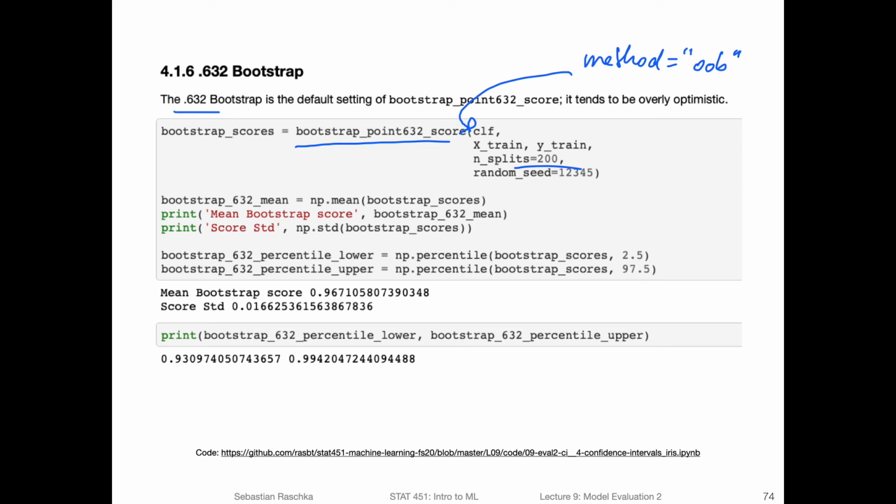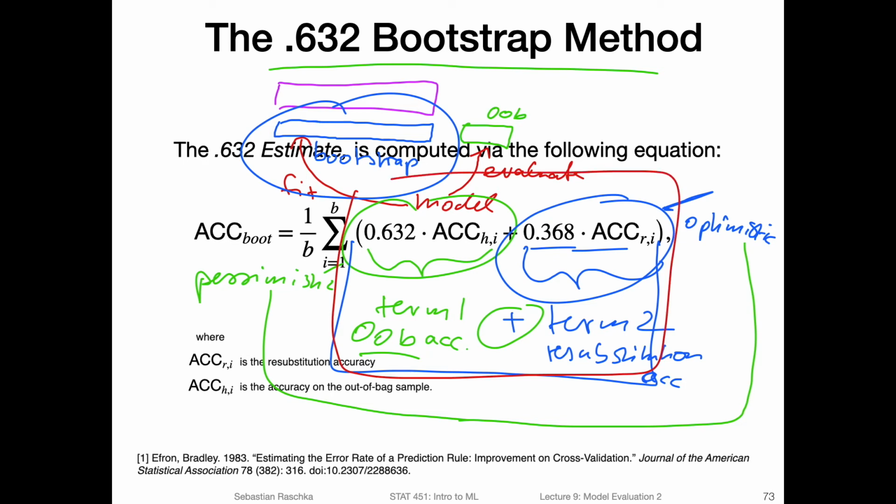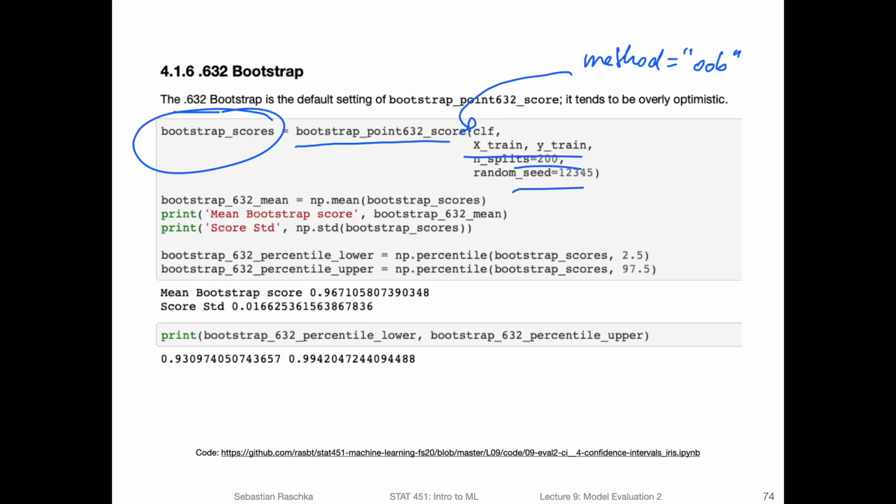So we do again 200 rounds, provide the training data set and a random seed, and then the bootstrap scores will be the accuracies in each round. Let me use a different color, it's getting crowded. So these accuracies, and then we sum over these accuracies and then compute the average. So that's the mean of the list of these, which is what we compute here by just averaging over them. We can then use our percentile method to get the confidence interval. So we have the mean bootstrap performance and the confidence interval, and yeah, that's how we use the 0.632 bootstrap.